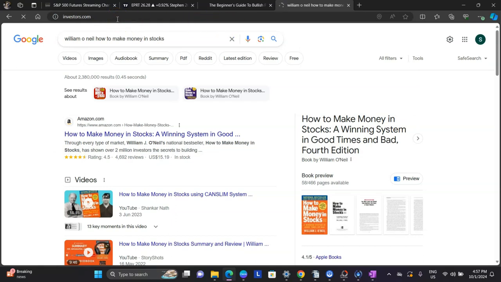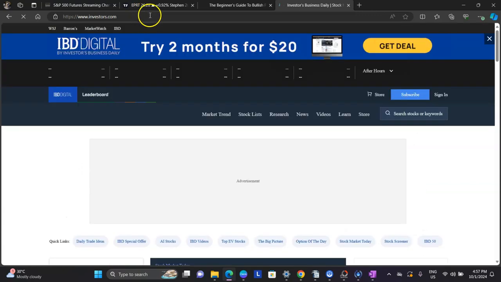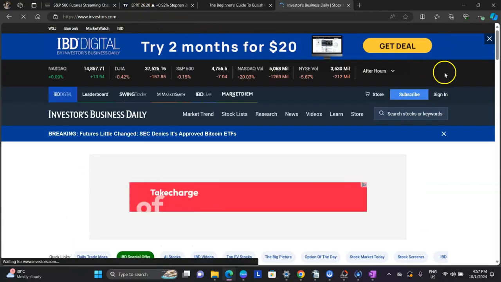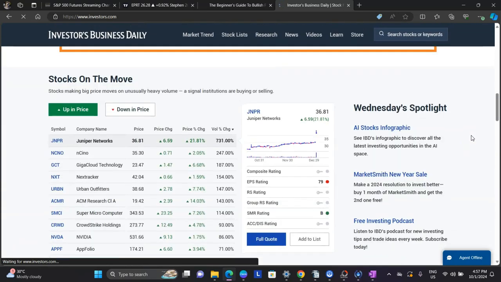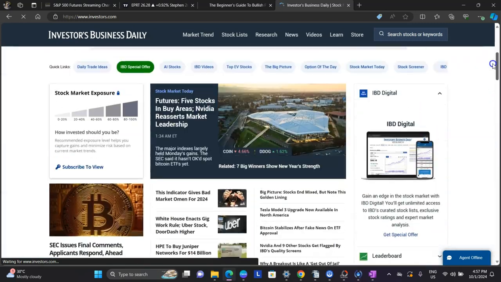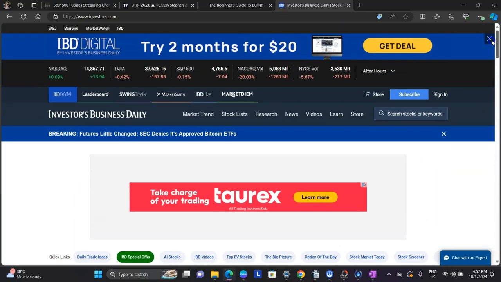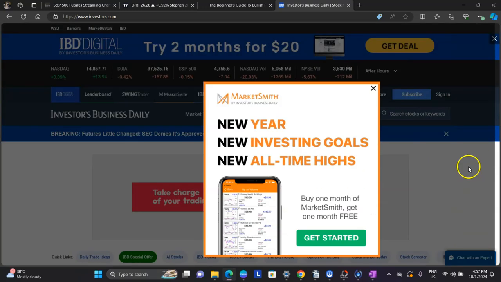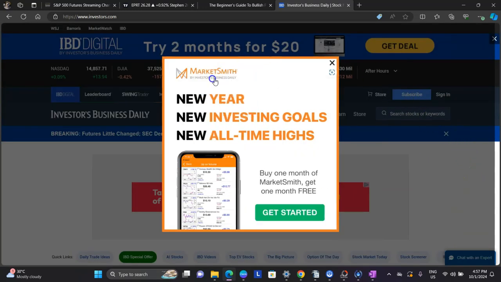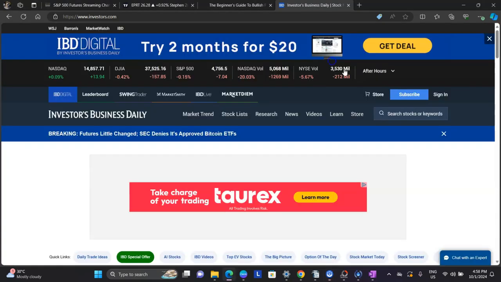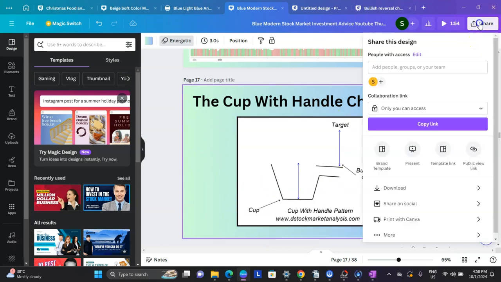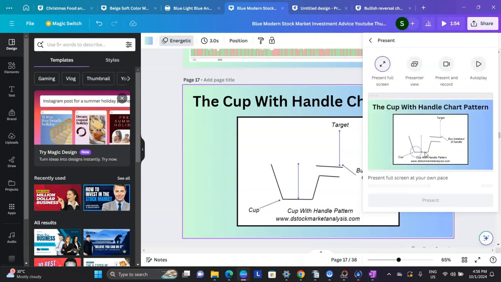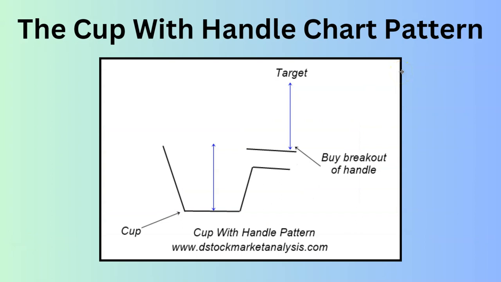This is the company that he started, Investors Business Daily, right? So if you buy the book and you're interested in using IBD's, Investors Business Daily's method and the tools, you can actually go to this website and subscribe. So a very useful tool. So let's just go back to the presentation. So this is the pattern.